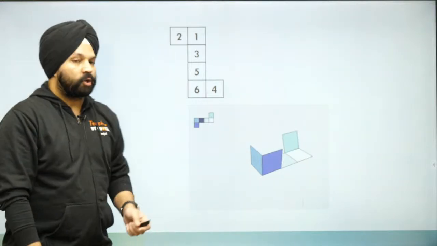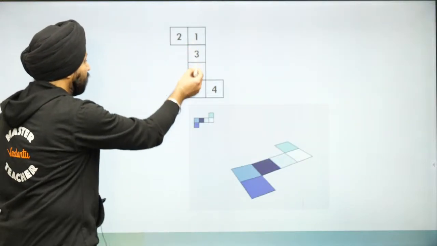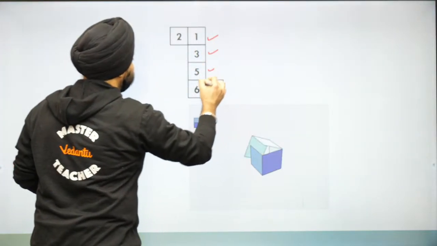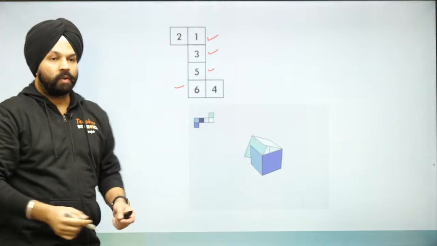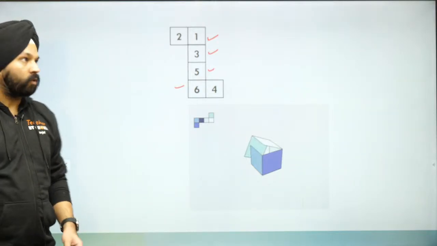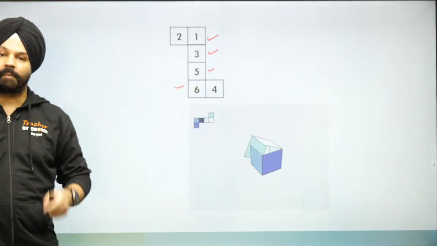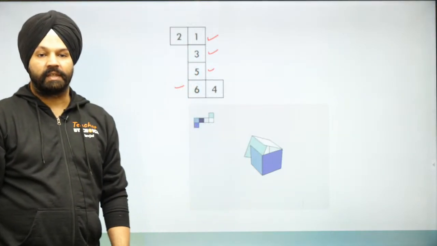Now from this, you can see these 4, 1, 3, 5, 6 shall be forming the 4 walls, right? And 4 and 2 can be the top and the bottom, or vice versa. You may assume 1 as the bottom and 5 as the top. It's up to you how you are visualizing the same, right?